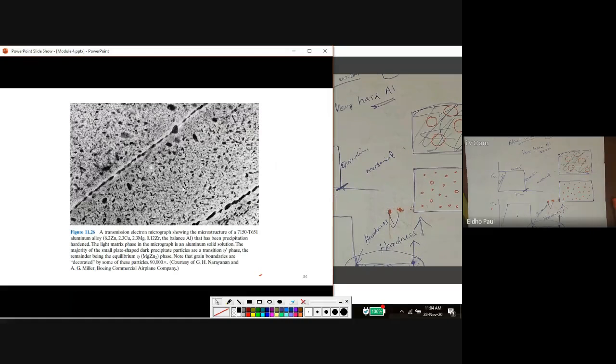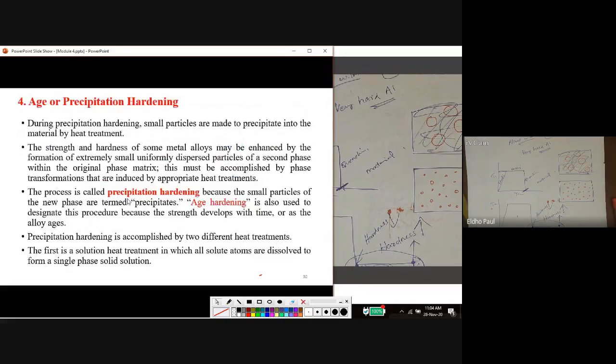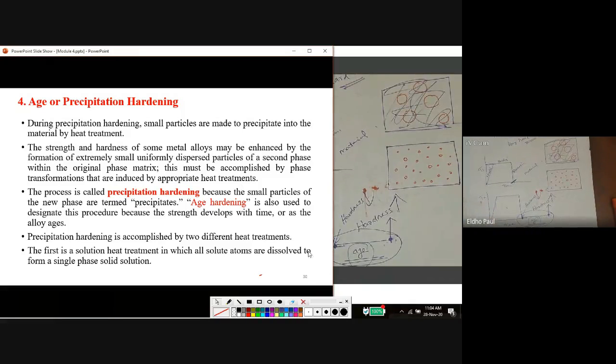Okay, any doubt? Any doubt regarding age hardening? So with time only, after quenching, we have to maintain the sample for a particular time for proper diffusion, and during that time the second phase particles are dispersed in the matrix of the first phase during the aging period. Okay, any doubt? Age or precipitation hardening?